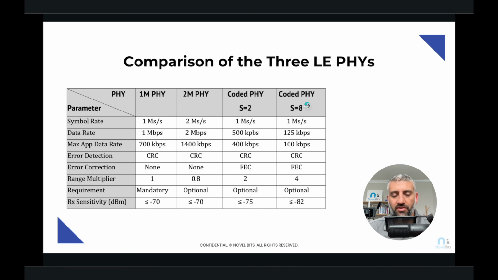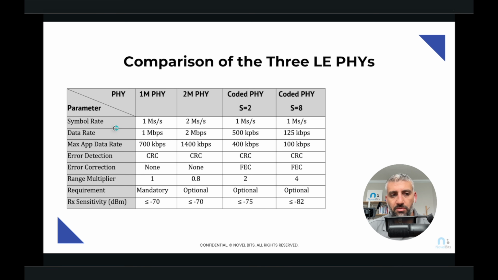Coded PHY is another type of configuration for the radio, and this one focuses on achieving long-range communication, which can actually go multiple kilometers, only when it's line of sight. However, it can also be used in RF congested environments where you can achieve higher reliability. So these are the different PHYs that are available. 2 meg PHY and coded PHY are both optional PHYs that do not have to be implemented in a Bluetooth Low Energy device. The 1 meg PHY is the standard one.